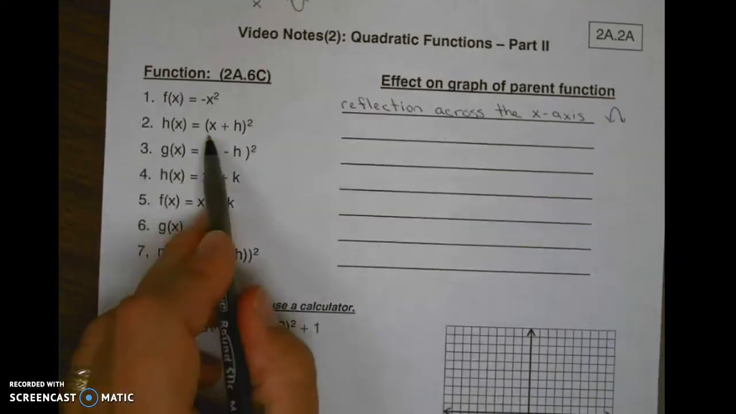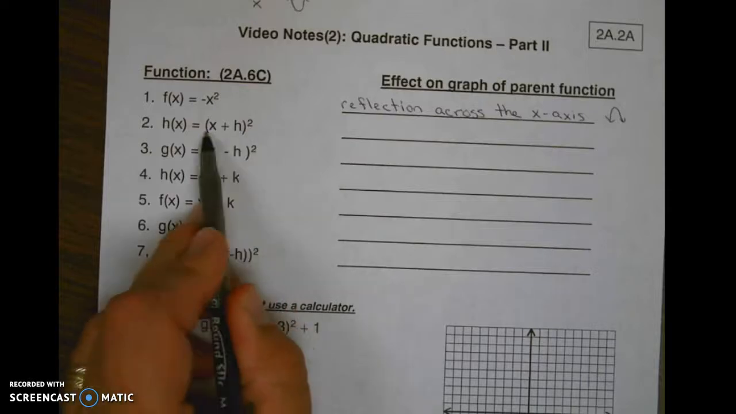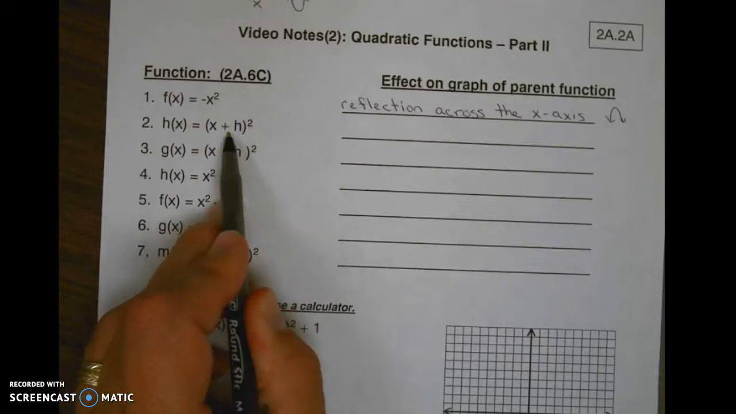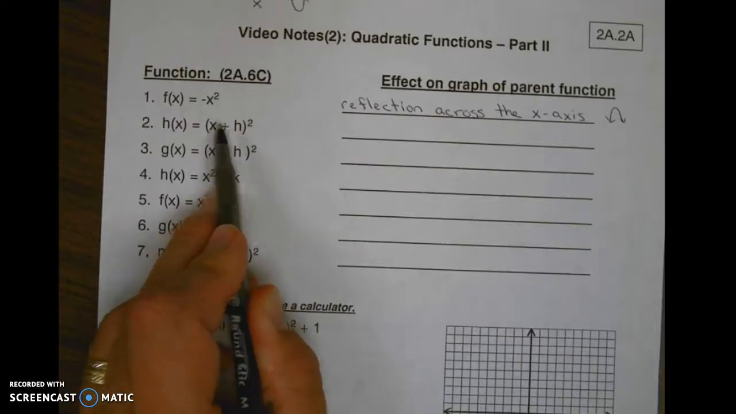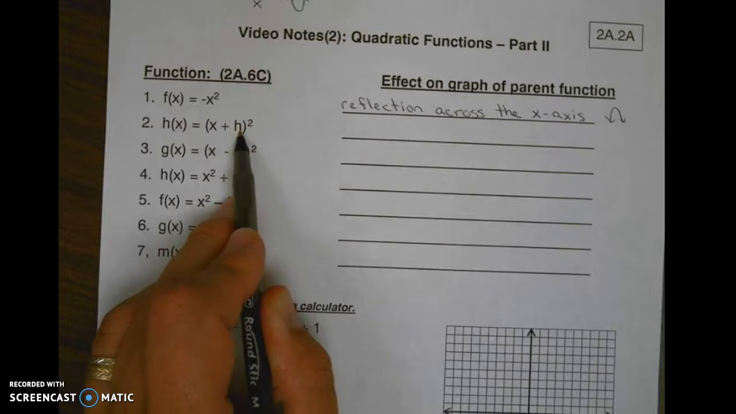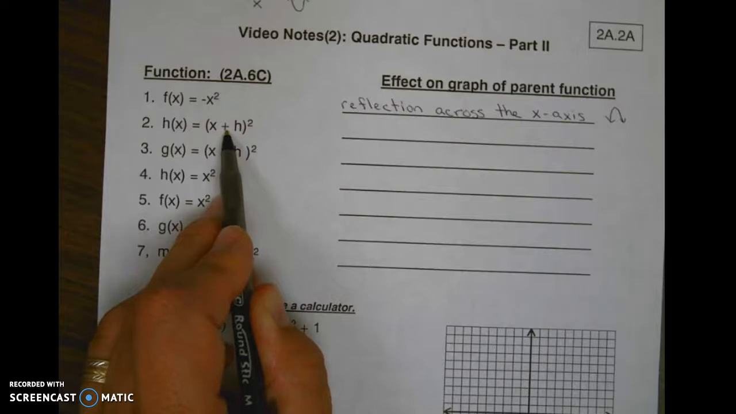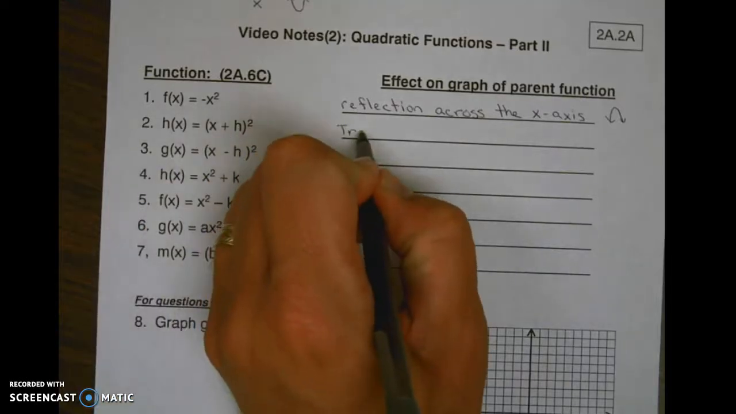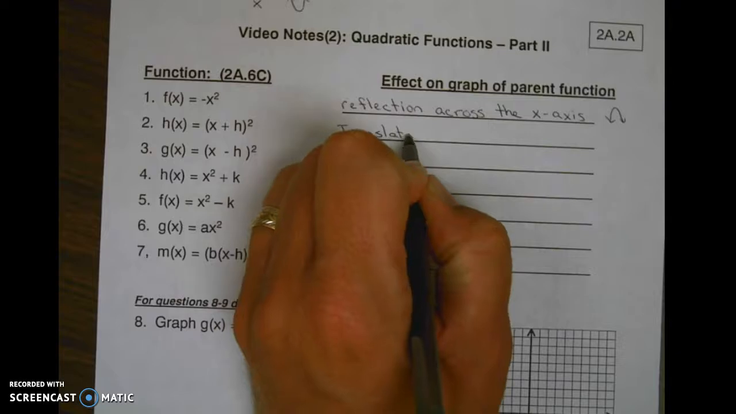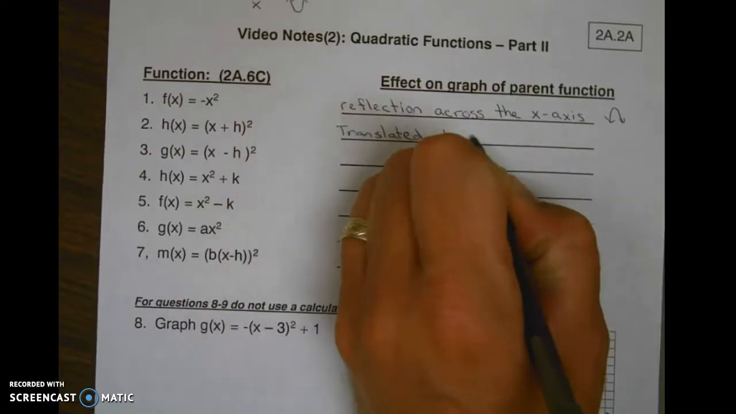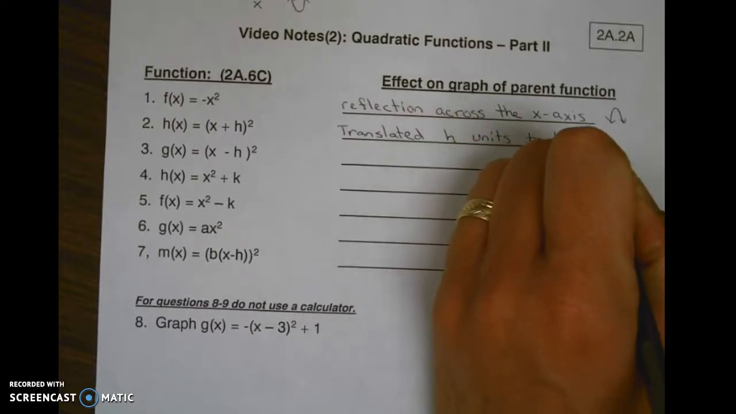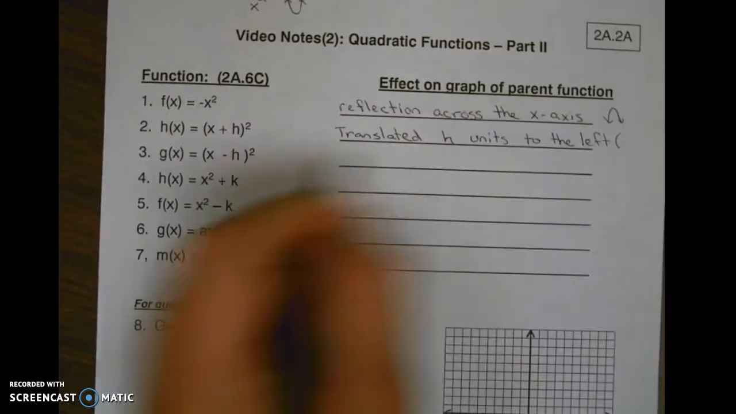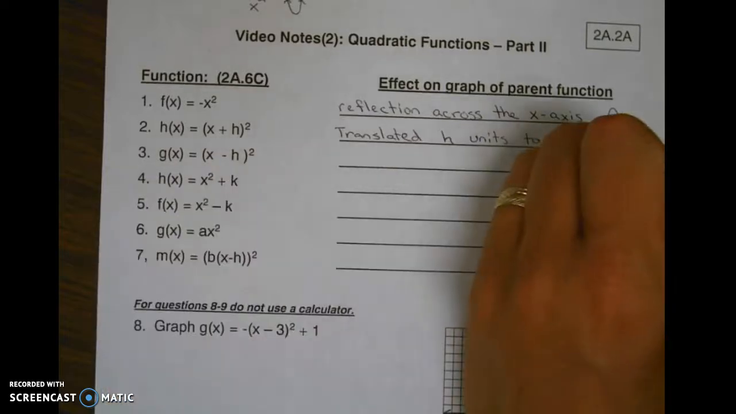Okay, and here we go. We have the parentheses. We have some constant here, h. And whatever this number is going to be, it affects the x value. So in this case, this function would be moving h units to the left. So translated h units to the left. Remember that when it's adding, it's to the left.